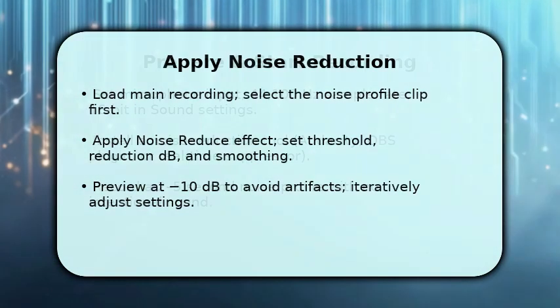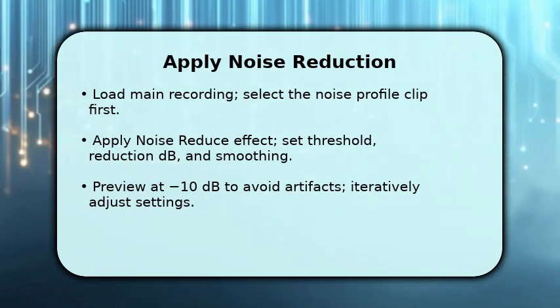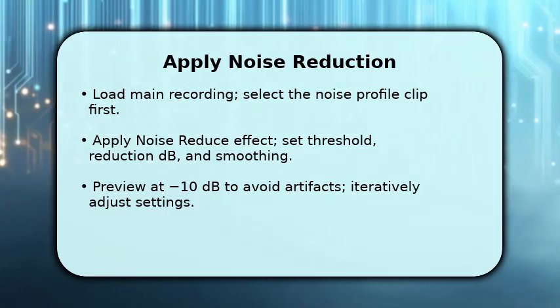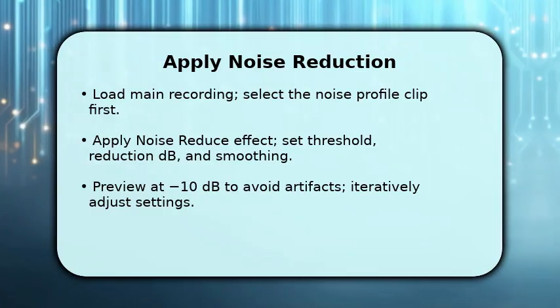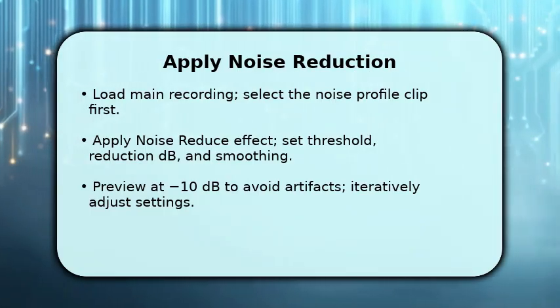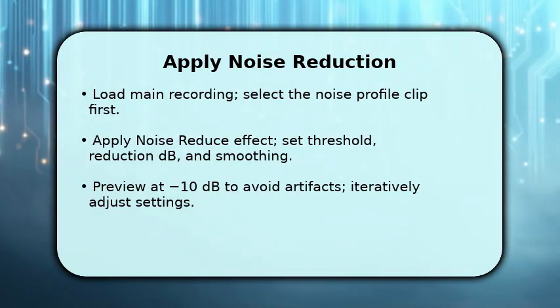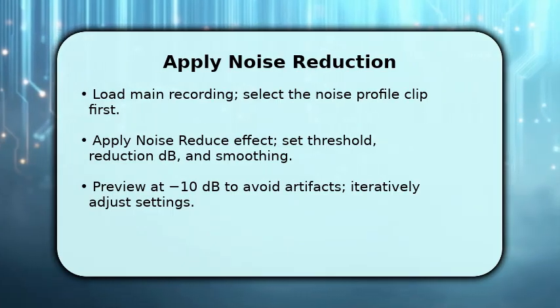You now load your main recording and first select the noise profile segment to teach the filter what to remove. In the noise reduction dialog, capture the profile, then apply reduction. Set threshold, reduction dB, and smoothing or attack/release where available.